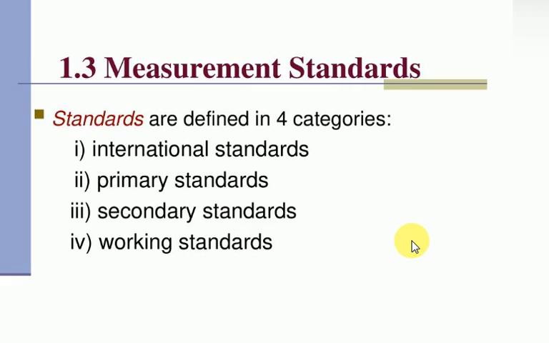As there are fundamental and derived units of measurement, standards at different levels are classified according to their application and function. So there are various standards: international standards, primary standards, secondary standards, and working standards. We will discuss them one by one. The first one is international standards.